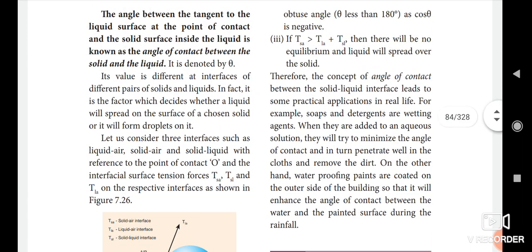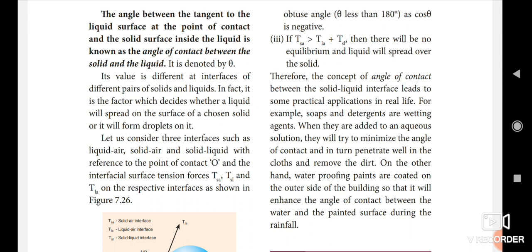In the first two cases the liquid is in equilibrium condition, so the angle of contact will take place. But in third case, there is no equilibrium in the liquid, so there is no angle of contact. The liquid will spread over the solid.